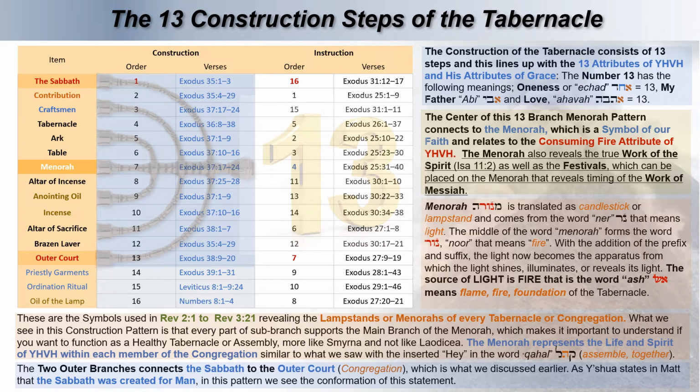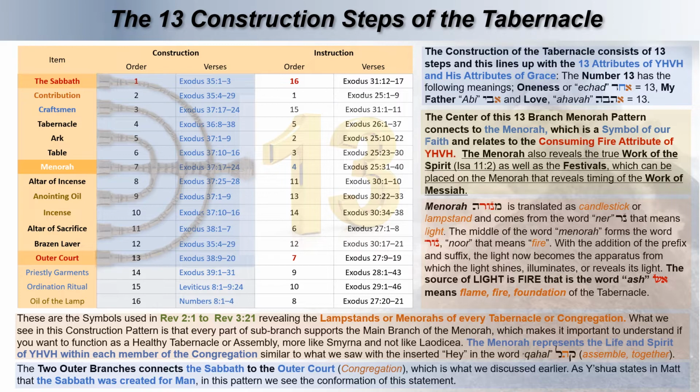But the real symbol of our faith is the menorah, and I'll show you why. The menorah is translated as candlestick or lampstand, as also found in the book of Revelation, chapters 2 and 3, with the 7 churches, and it connects with the 7 branches as well, so it fits perfectly. The word menorah comes from the word ner, that means light, and it's formed from the word nur, that means fire.